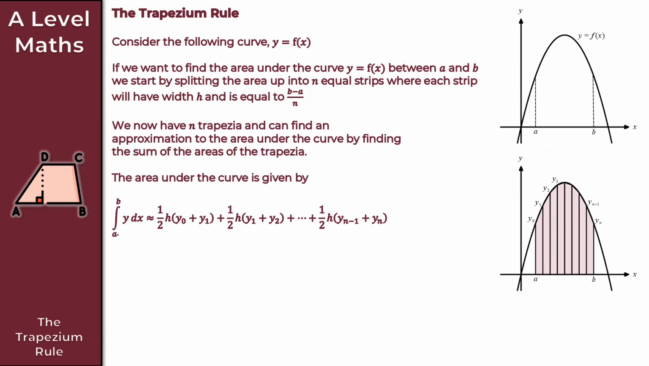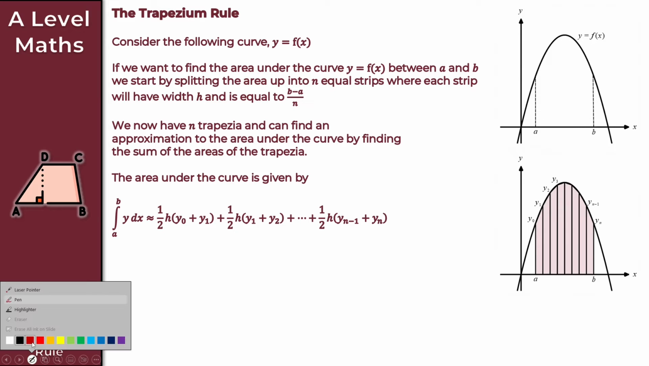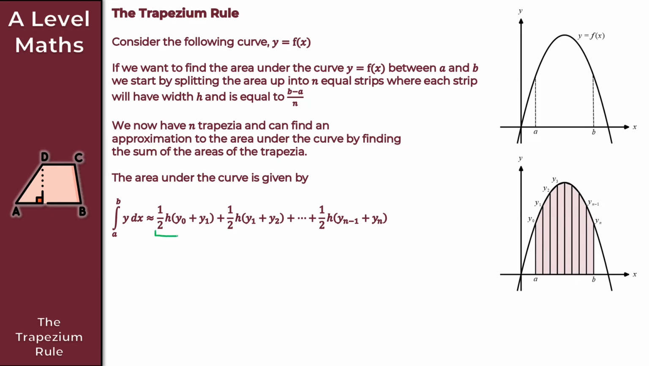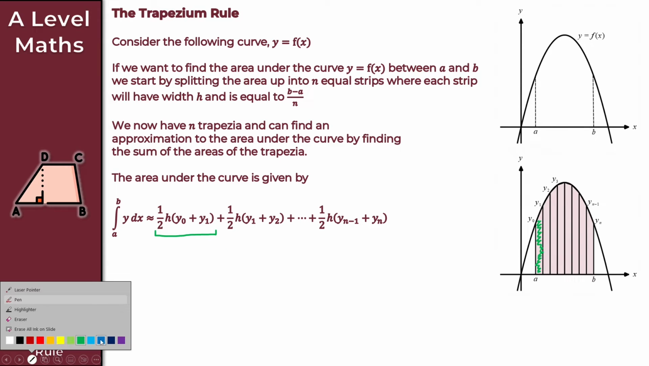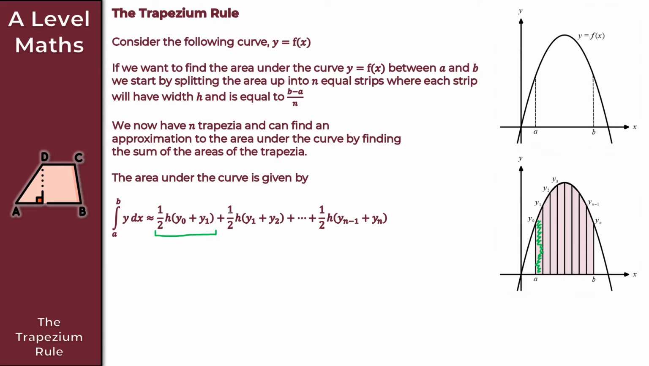So the integral of y with respect to x from a to b is approximately a half h times y0 plus y1. So this here, let's do that in green, this is the area of the first trapezium. That's this trapezium here. Now for the second one, let's do that in blue. We've got a half h times y1 plus y2. So this here is the area of the second trapezium.